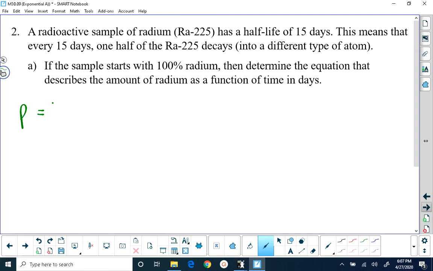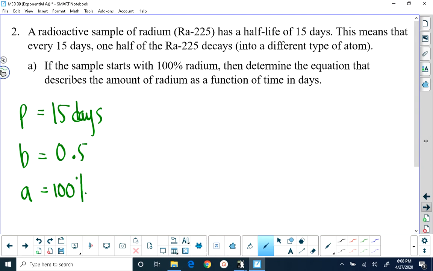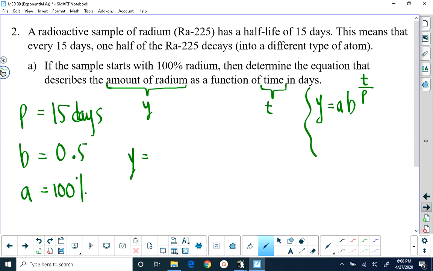That tells us that P is 15 days. And the base, which is the factor of change, is 0.5. And then it says if the sample starts with 100%, well, that's the initial amount then, 100%. What is the formula or equation that describes the amount of radium, that's our y variable, as a function of time, that's t? We load everything into y equals a times b to the t over p. That's all we need to do here. We will have the amount of radium remaining equals a, which is 100%, times b, which is 0.5, raised to the t over 15. And that's our answer to question A.